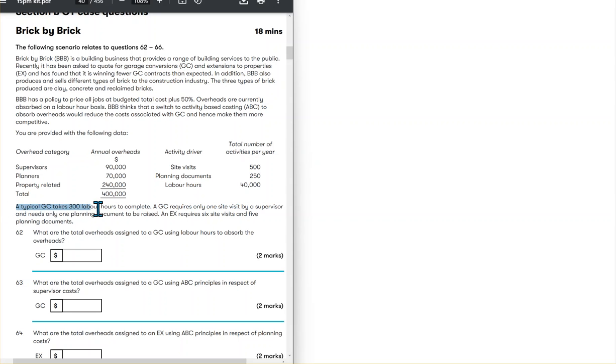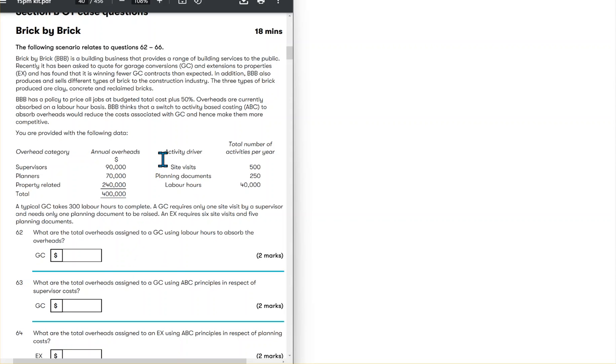A typical GC takes 300 labor hours to complete. A GC requires only 1 site visit by supervisor and only 1 planning document to be raised. An EX requires 6 site visits and 5 planning documents. What are the total overheads assigned to GC using labor hours to absorb the overheads? Okay, so if we use labor hours, what will be the overheads that will be assigned to GC?